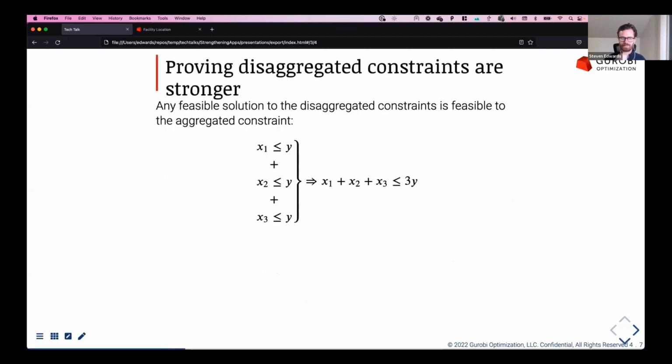So the first part, proving that any feasible solution to the disaggregated constraints is feasible to the aggregated ones. This holds directly just by adding up the three inequalities. If you add up the left-hand side and add up the right-hand side, you end up back at the aggregated constraint. So any possible solution that holds here will also clearly hold for the aggregated form.